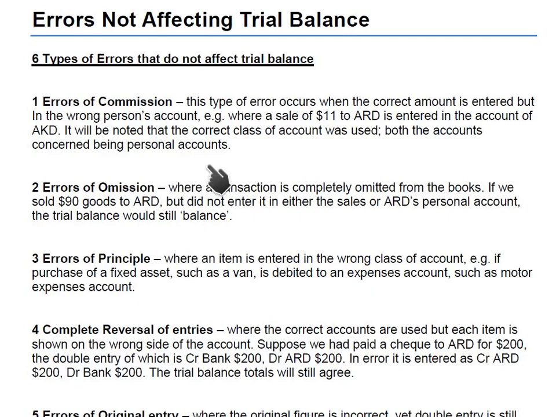What is the difference between commission and principal? In the commission, ARD and AKD were both debtors. But in this expense and asset, there are different categories. One is treated as a non-current asset in the statement of financial position, and one is treated as an expense in an income statement. So this is known as error of principle. Let me give you some more examples for error of principle.